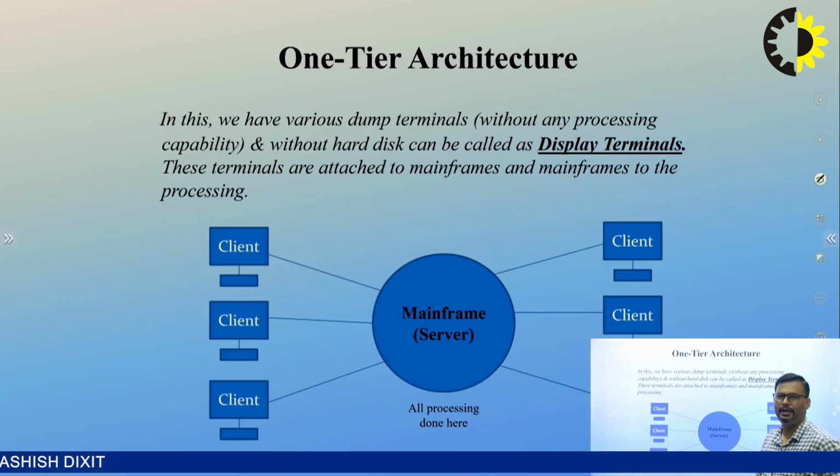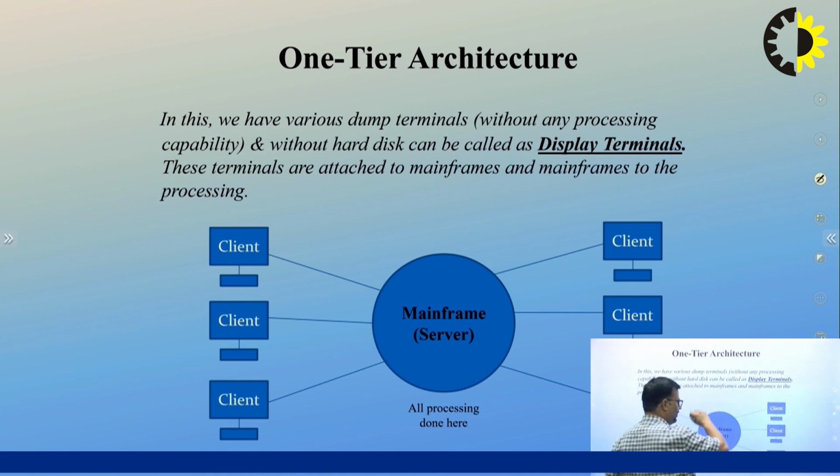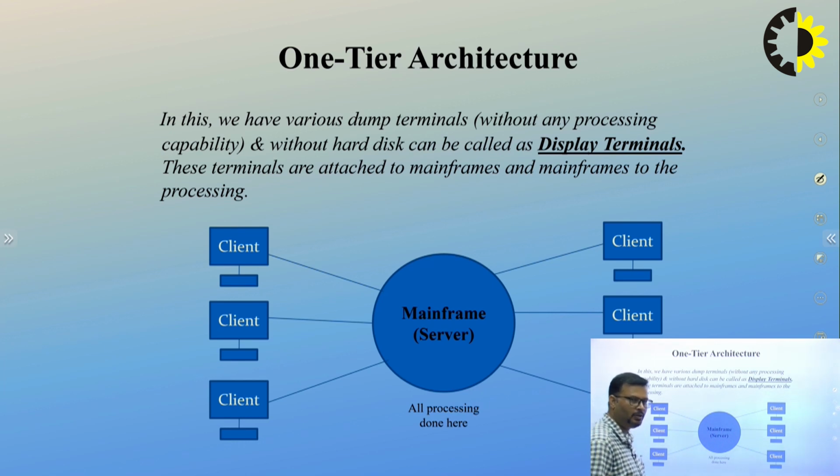This is a one-tier architecture. One side is a client and the second side is also a client, and the main one is a mainframe server. Okay, only one-tier architecture. In this we have various dumb terminals without any processing capability. What is a terminal? These are terminals. कई सारे terminals dumb होते हैं, कई सारे active होते हैं, but उसका कोई फर्क नहीं पड़ता सर्वर को. जो भी client जो भी terminal request भेजेगा तो उसको response मिलेगा through the server.